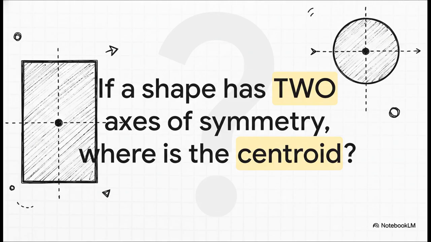Okay, so that makes sense. One axis of symmetry locks the centroid onto a line. But what if a shape has two axes of symmetry? Think about our rectangle again. It has a vertical one and it also has a horizontal one. So where's the centroid now? Well, it's exactly where you think it would be, right at the point where those two lines cross. That's why for a perfect circle or a rectangle, finding the centroid is a piece of cake. It's literally in the dead center.